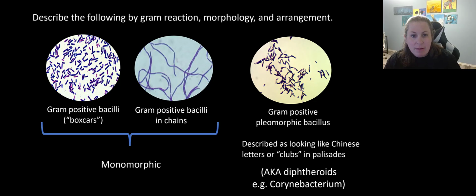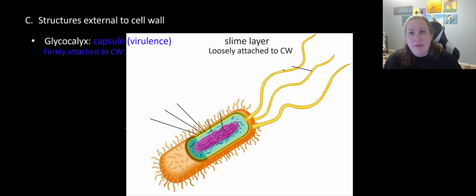Pleomorphic means there can be many shapes that go with them. An example of these are the diphtheroids, more specifically Corynebacterium. This group is going to have this kind of shape-shifting type of structure. So they're still kind of in the bacillus group, but they are not as uniform as we see with the other two examples.